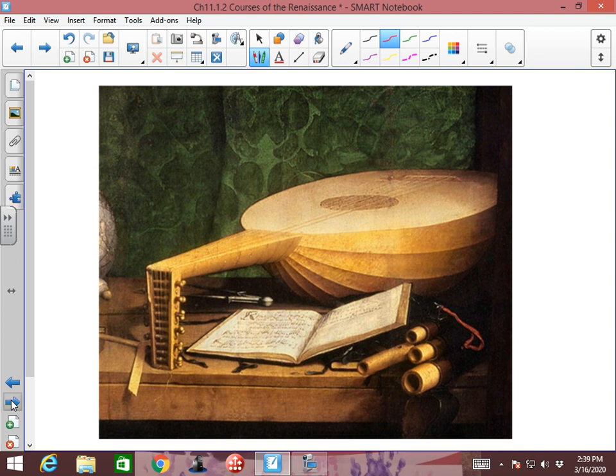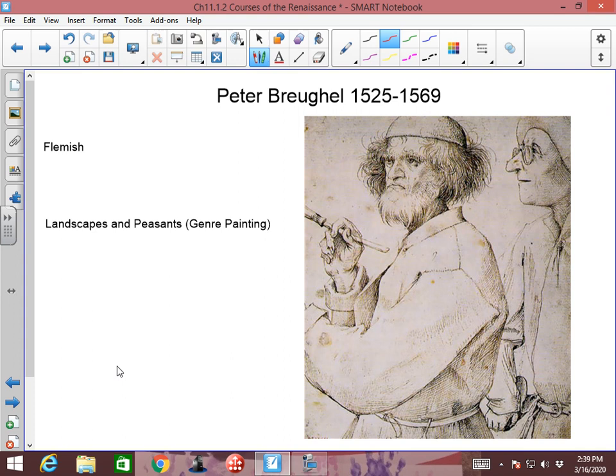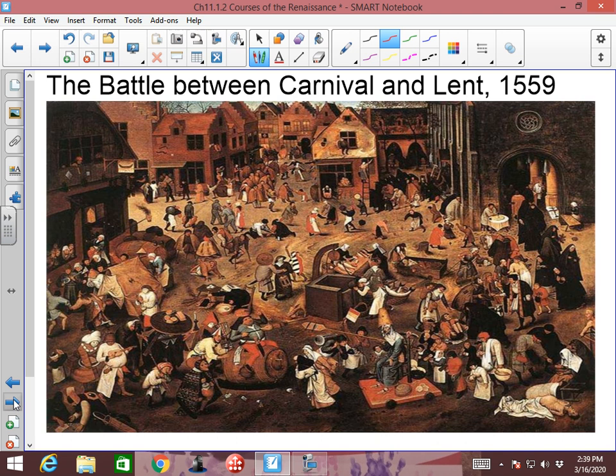This man is called Peter Bruegel. Bruegel is Flemish. He's from Northern Europe. He paints peasants. He paints landscapes. He doesn't paint a lot of famous people. He's incredibly talented. His paintings are a little bit busy. Here's one. It's called The Battle Between Carnival and Lent. So I don't even know where to look in this painting.